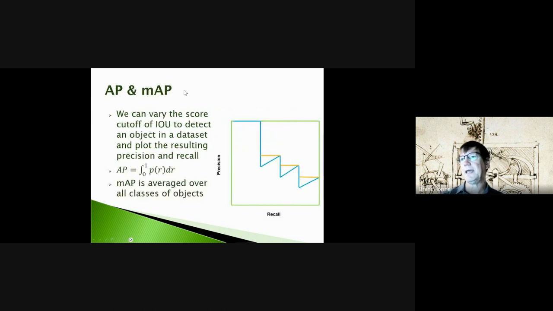You may also see AP and mean AP. I don't see this as often, but it's talked about in some research papers and that type of thing. So here we're plotting precision and recall. It's a little bit like a receiver operating characteristic curve, but instead of true positives and false positives, we're plotting precision and recall for different thresholds, right? And this AP is the area under the curve.